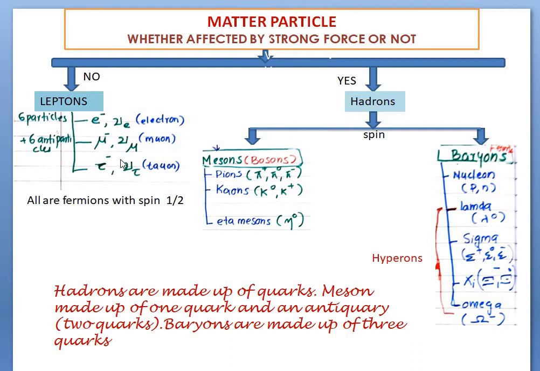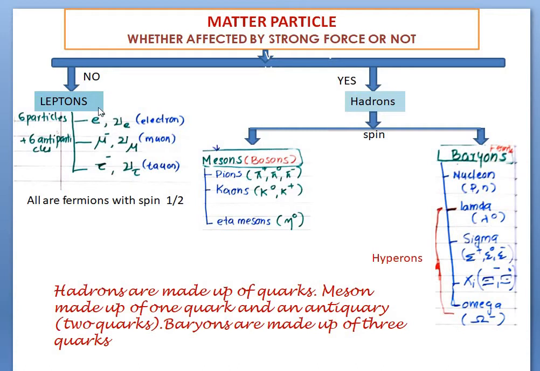Tauon and tauonic neutrino. So electron and electronic neutrino, muon and muonic neutrino, tauon and tauonic neutrino. This is known as neutrino, nu. We use this letter to denote frequency, but there is no relation between them. Anyway, to understand the letter, it is nu. So electronic neutrino, these are neutrinos.